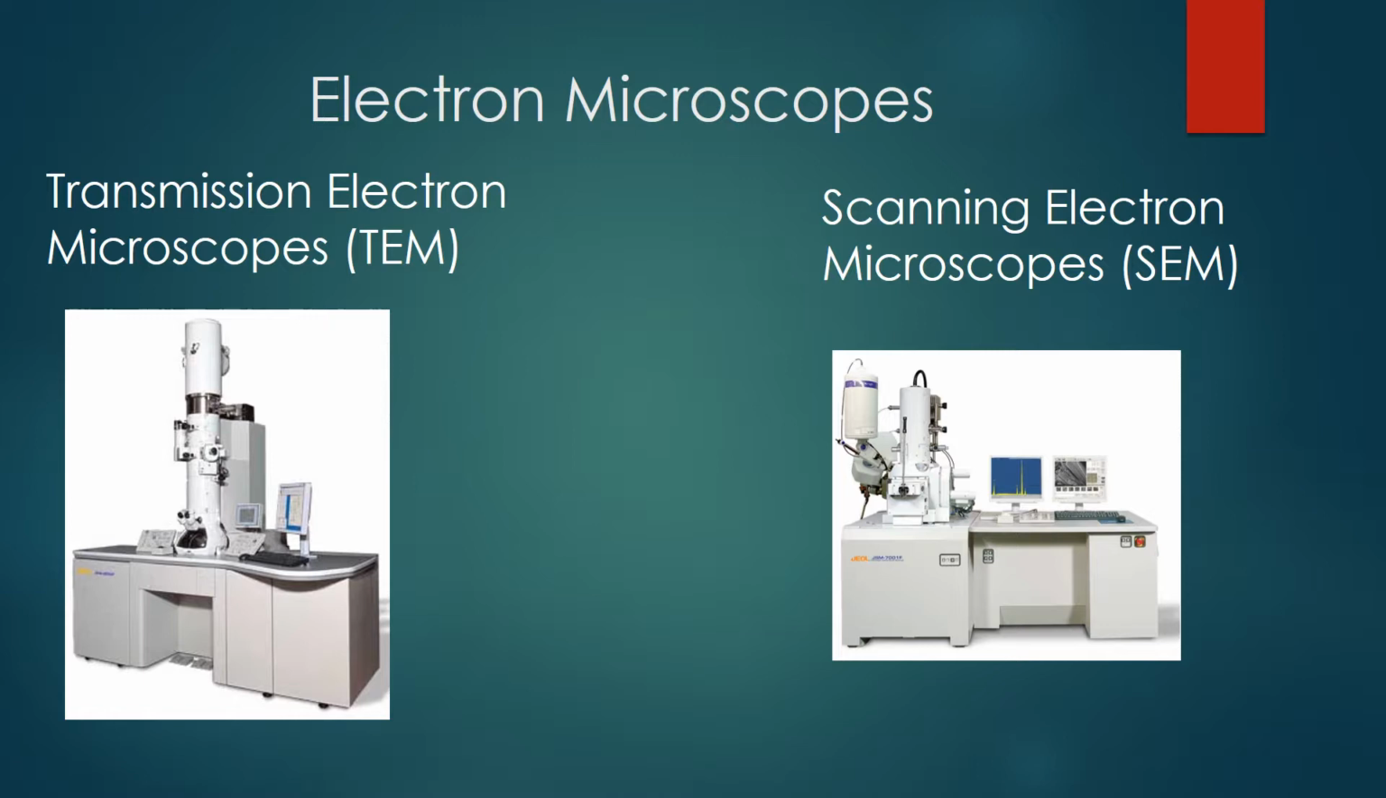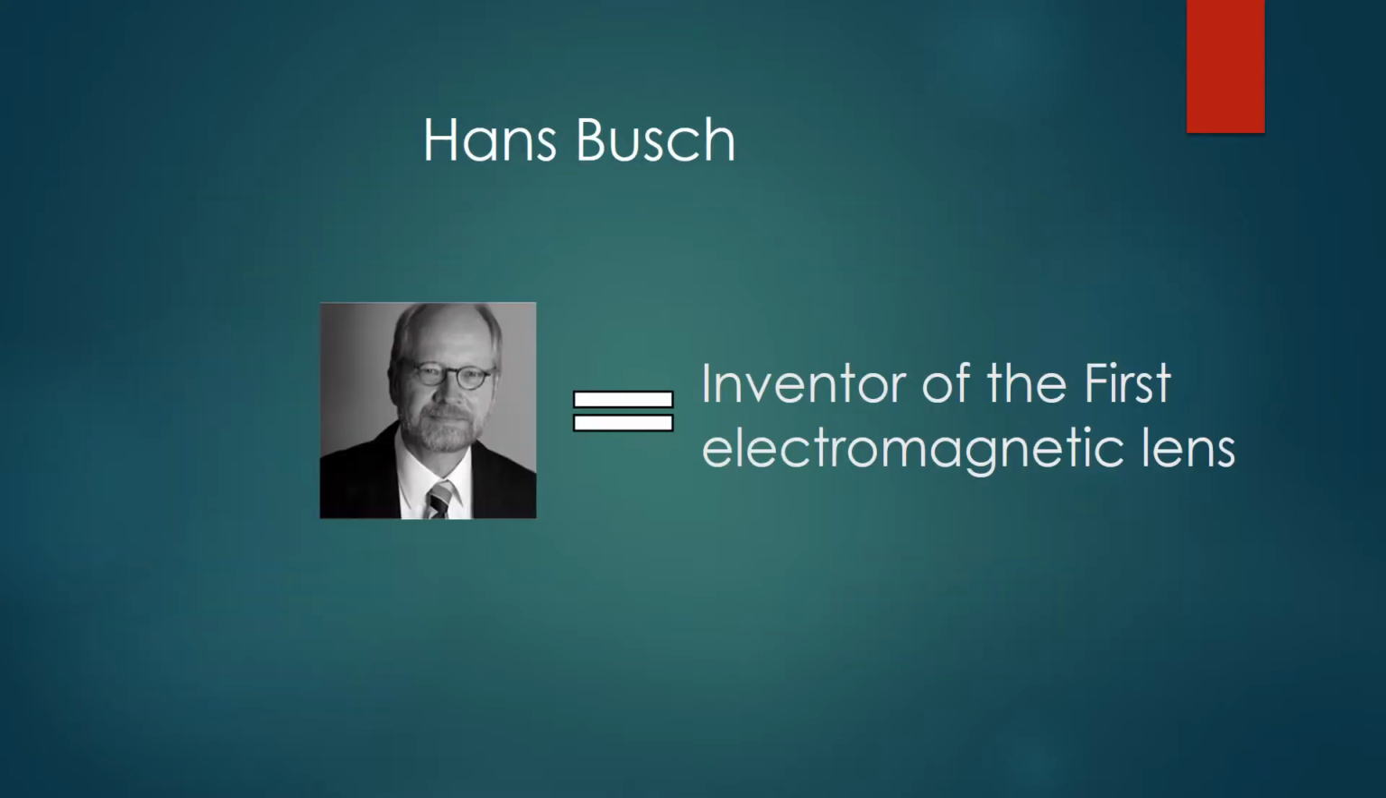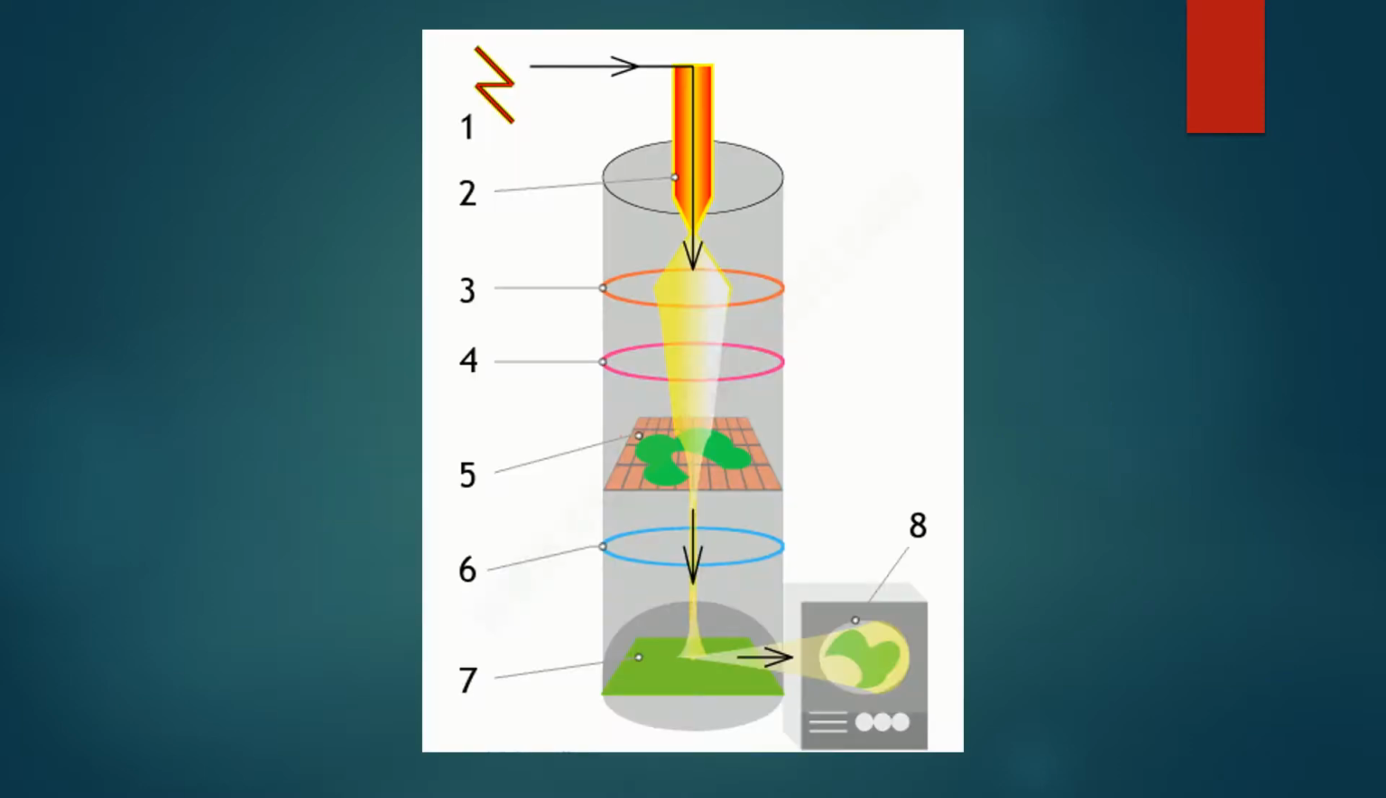There are also two main types of electron microscopes, transmission electron microscopes and scanning electron microscopes. These microscopes are much newer and can achieve much greater things than optical microscopes. The first electromagnetic lens was developed in 1926 by Hans Busch. It is a microscope that utilizes a beam of accelerated electrons as a source of illumination. Electron microscopes have a greater resolving power than light microscopes and can reveal the structures of smaller objects. This is due to the wavelengths being up to 100,000 times shorter than that of visible light photons.